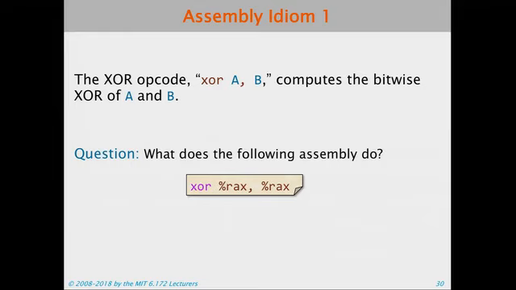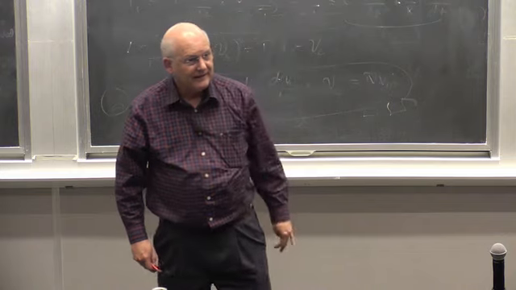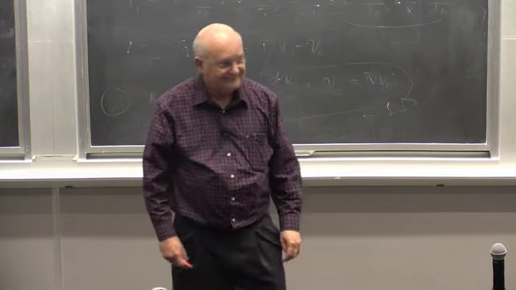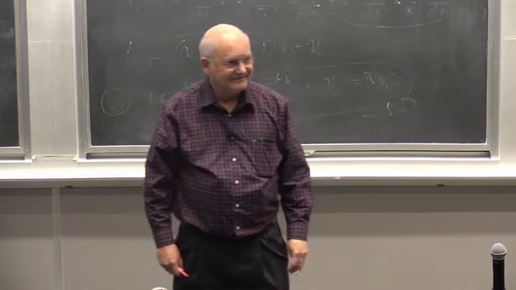So the XOR opcode computes the bitwise XOR of A and B. We saw XOR was a great trick for swapping numbers, for example, the other day. So often in the code, you will see something like this, XOR RAX, RAX. What does that do? Yeah. It zeroes the register. Why does that zero the register? Because the XOR is the same as 0.